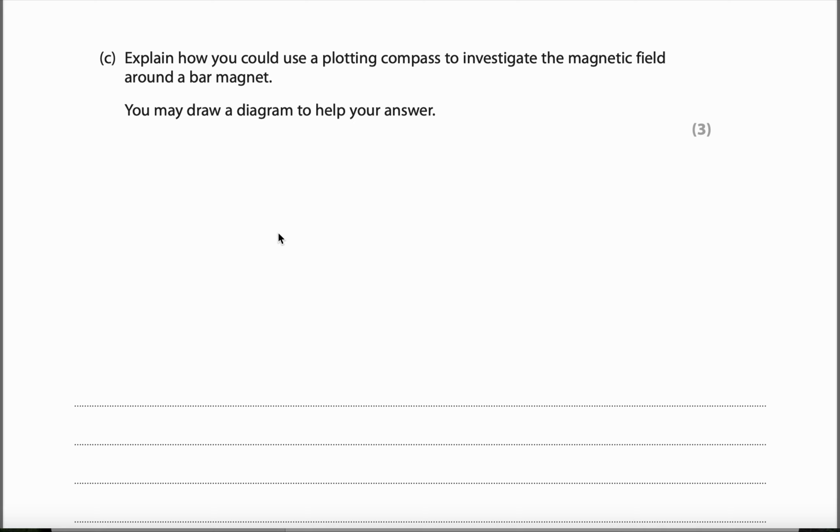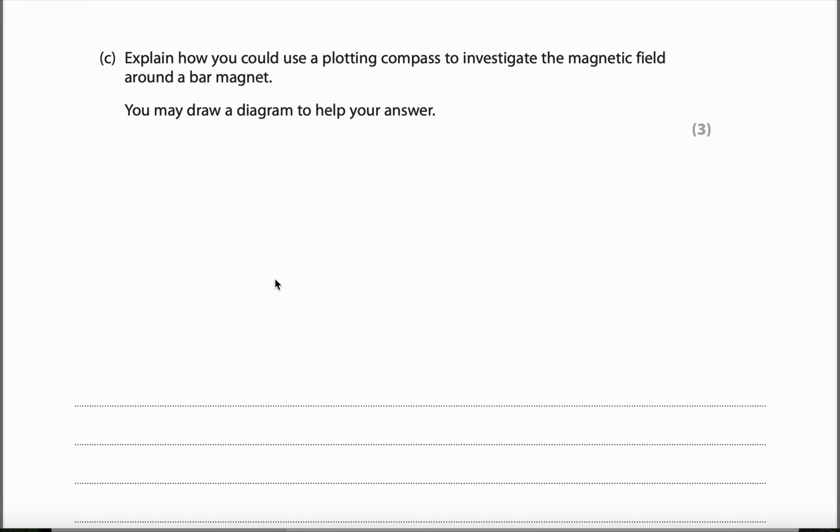So if you have the North Pole here and the South Pole on this side, you should draw a number of north to south field lines, but they want you to explain how you could use a plotting compass to investigate the magnetic field around it. There are 3 marks. Obviously you'd have to place the compass at different positions around the bar magnet and then draw which way the arrow is pointing, and the arrow points from the north pole of a magnet towards the south pole of a magnet. You need to express that so that you get 3 marks.